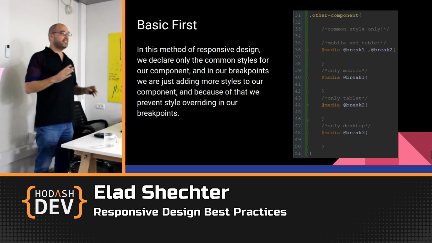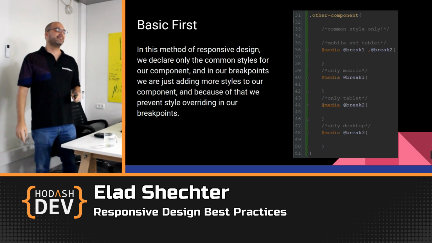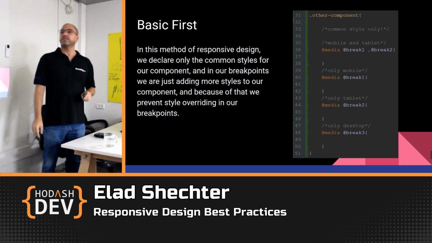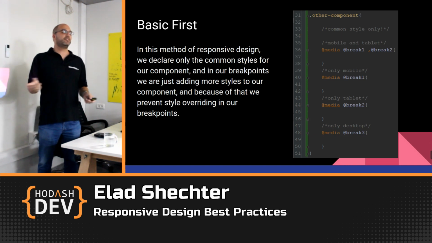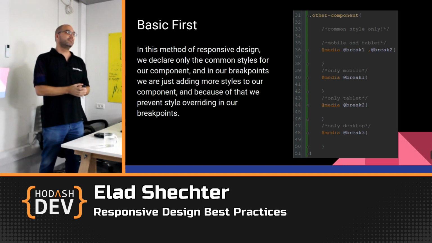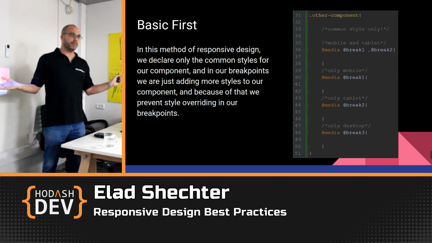Does everyone understand the idea of the basic first methodology? Yes? What do you think about using CSS variables, not Sass variables? You cannot use CSS variables inside the media rule. Cannot? Yes, only on the property value. For now, maybe in the future, I hope we can use it everywhere.